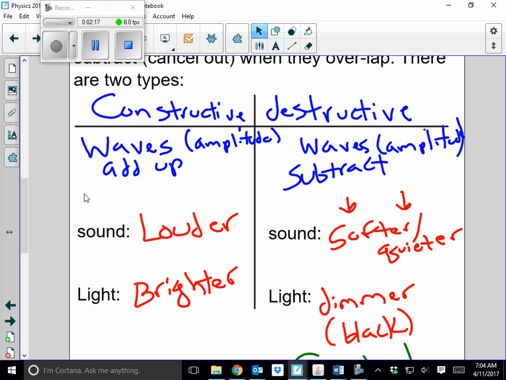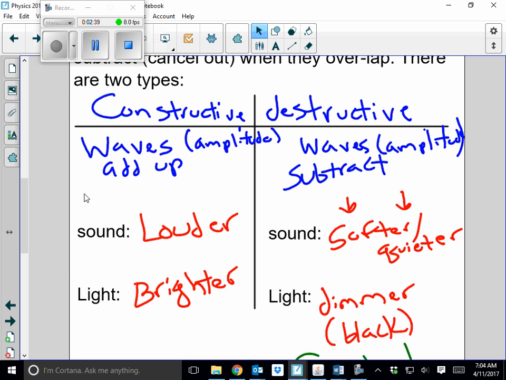Just remember, as review, amplitude equates to the energy. Why? Because if I'm getting louder, that means I'm putting more energy into my voice to speak louder. For light, I'm making more electrons flow through the light to make it brighter. So therefore, it's more energy. So amplitude equates to energy.